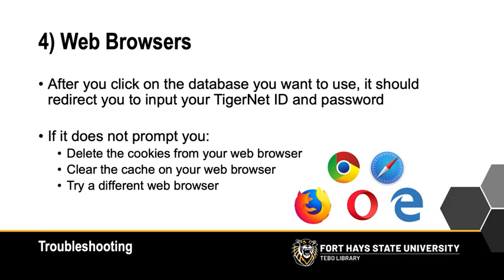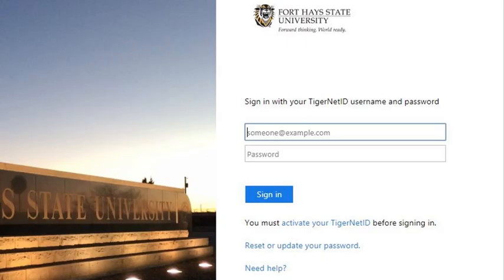After you click on a database or resource you want to use, you should receive a screen that looks like this. If you do not see a screen like this, try clearing your cache or deleting the cookies on your web browser. Ask a librarian for help clearing your cache and cookies. Or you can always try a new browser like Chrome, Firefox, Safari, or any of your other favorites.